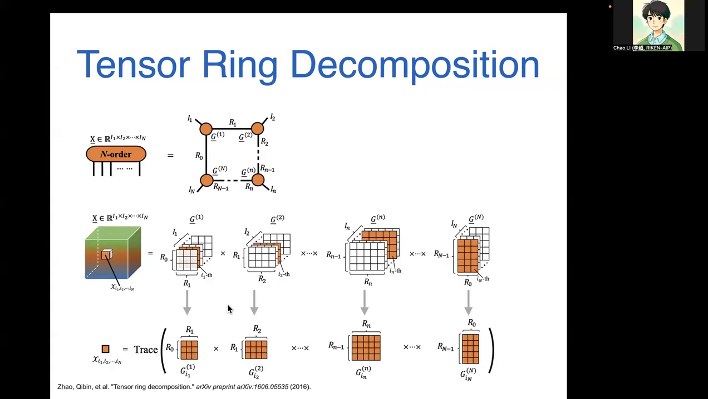But because it's a ring, we also have to connect the last core tensor back to the first by taking the trace over that multiplication. The advantage of tensor ring is that it's symmetric under rotation. Every core tensor plays the same role, and you don't have the boundary effect like tensor train. This symmetry can give you more flexibility and sometimes better expressive power.